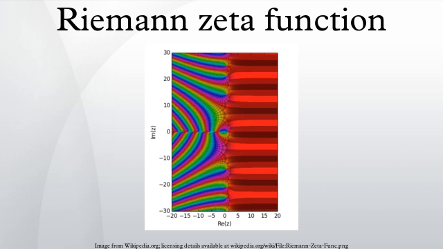The polylogarithm is given by, which coincides with the Riemann zeta function when z equals 1. The Lerch transcendent is given by, which coincides with the Riemann zeta function when z equals 1 and q equals 1. The Clausen function, which can be chosen as the real or imaginary part of the polylogarithm.